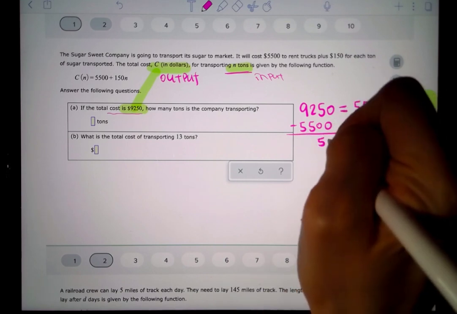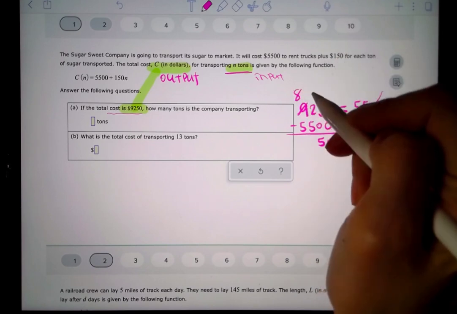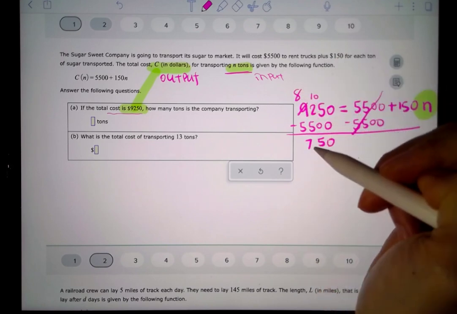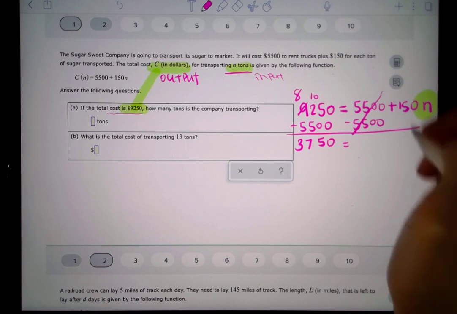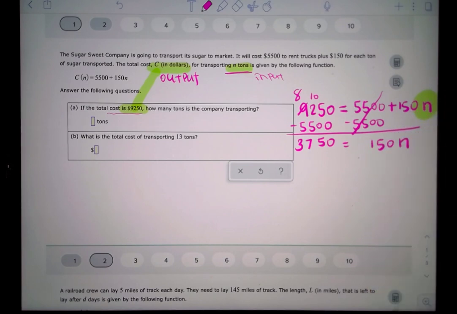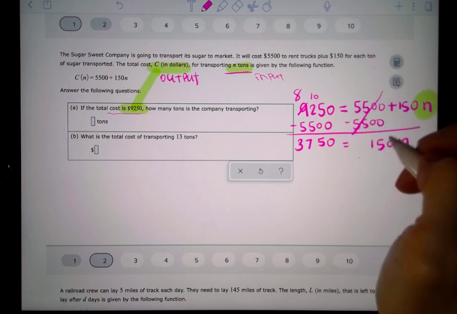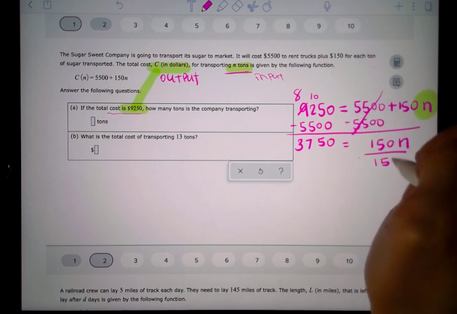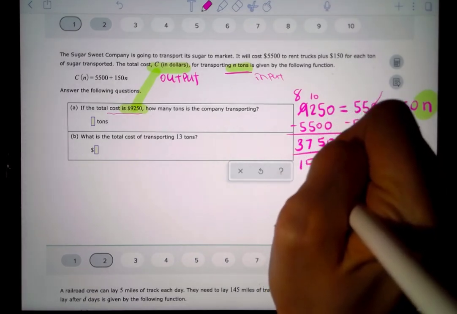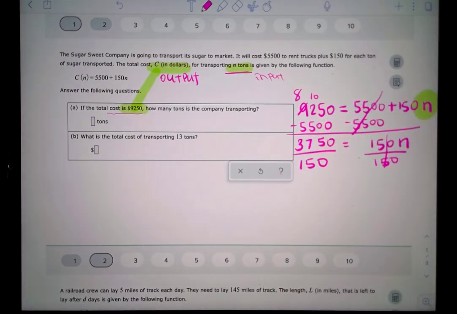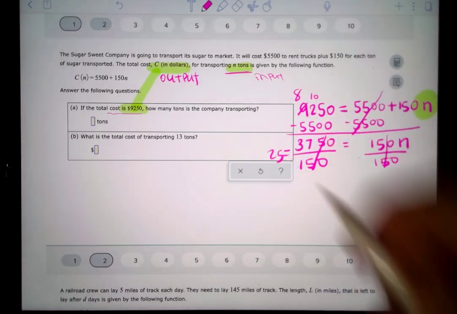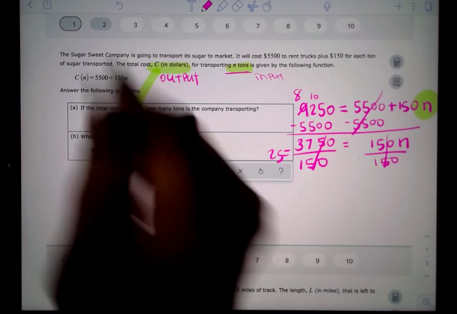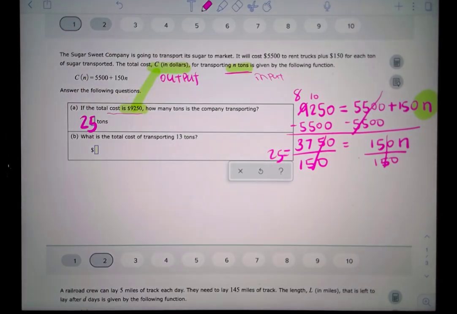Then 9,250 minus 5,500 is 3,750, equals, bring that down, 150n. We want to get n, so you divide by 150 and it cancels. Then 3,750 divided by 150 gives you 25. So it's 25 tons. You will get answers like that.